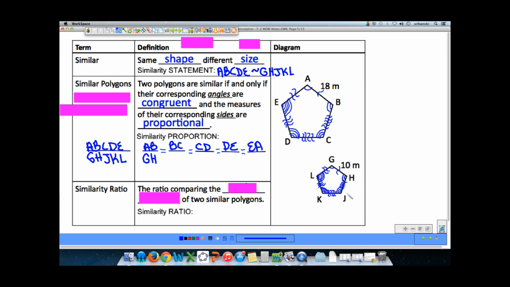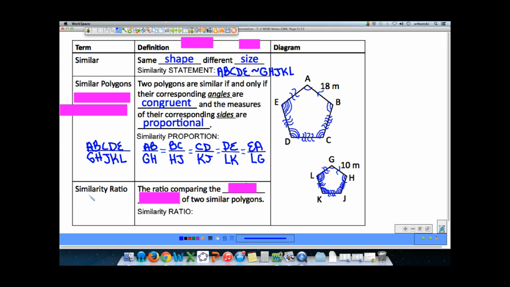BC would go with which one? Think about it. It would go with HJ. That has 5 marks, and if you look closely, that one has 5 marks. DC has 1, 2, 3, 4 marks, and down here, KJ has 1, 2, 3, 4 marks, so those are the ones that go together. Likewise, DE has 3 marks, it goes with LK, and lastly, EA has 2 marks, it goes with LG that has 2 marks. So anytime they ask you for a similarity proportion, you have to just show which sides correspond, but you have to make sure that you show all the sides.